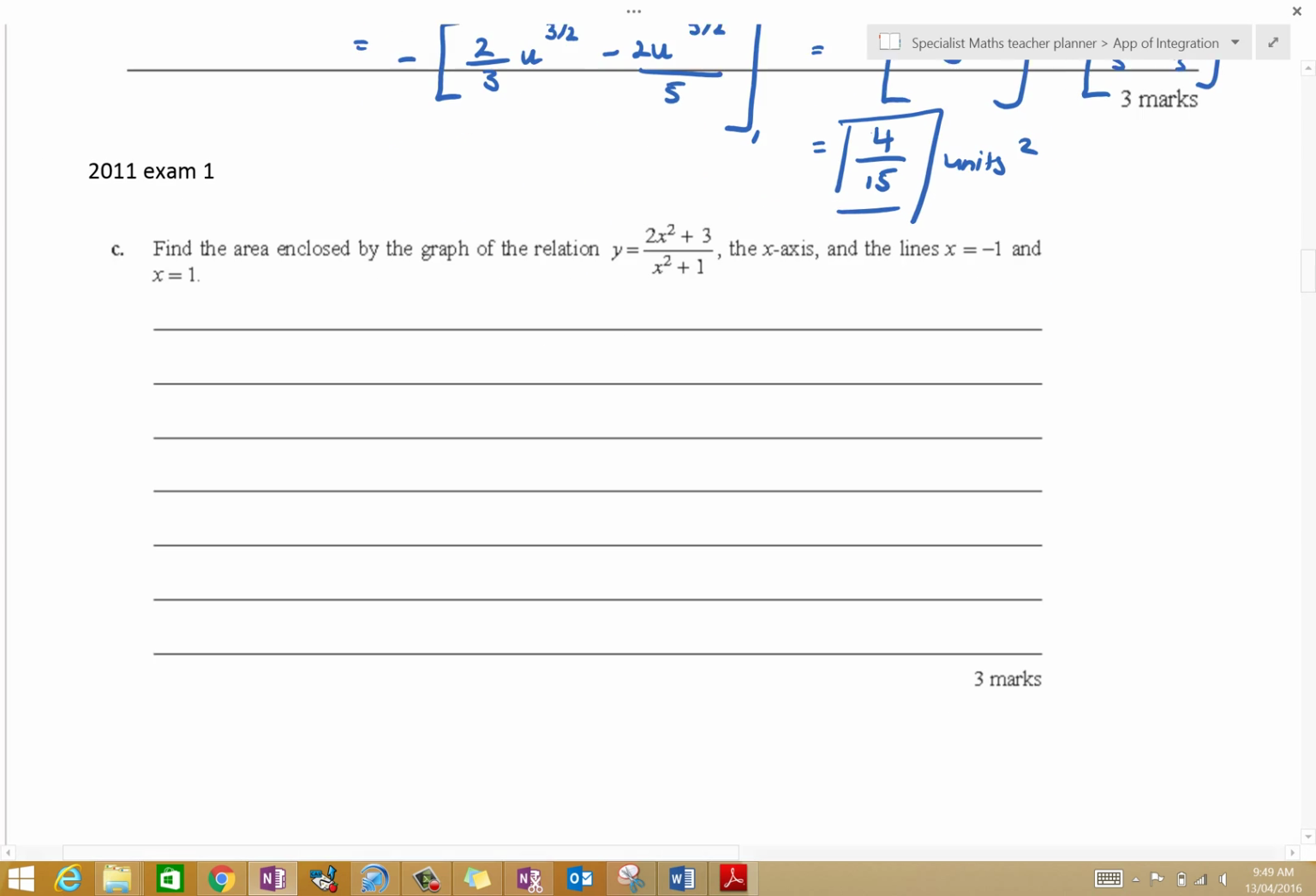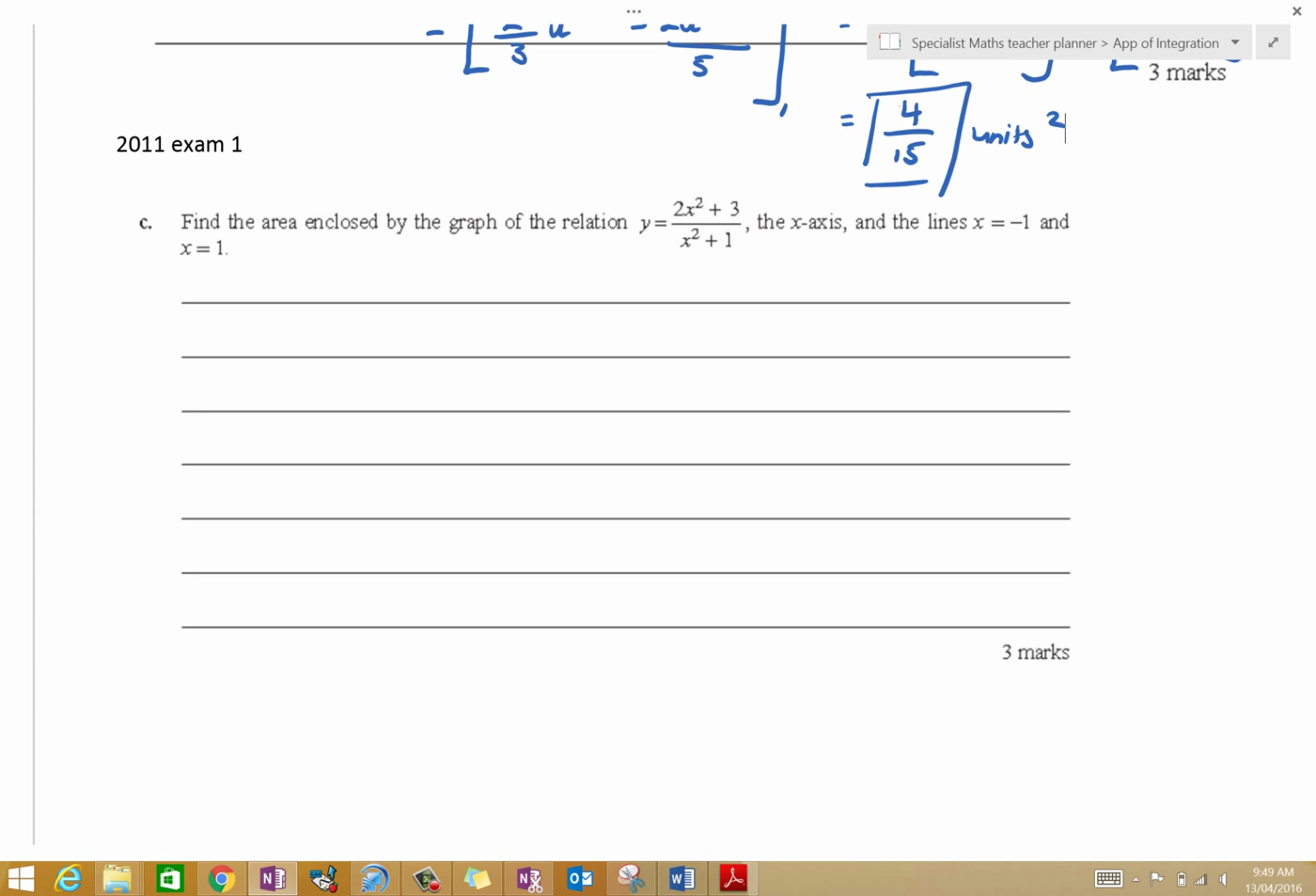Let's have a look at this one now, and this time it's another 3 marker, but what must we do before we actually go ahead and do this one? Well, can't we do polynomial division? Didn't I say that if the polynomials had the same degree or the one on the top was higher, do polynomial division? So let's do that first.